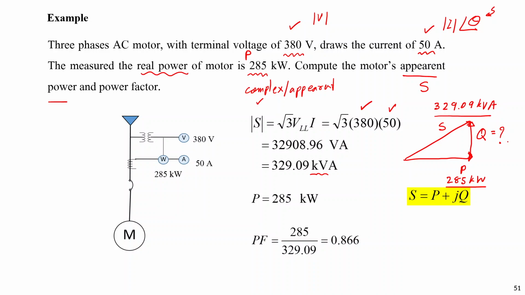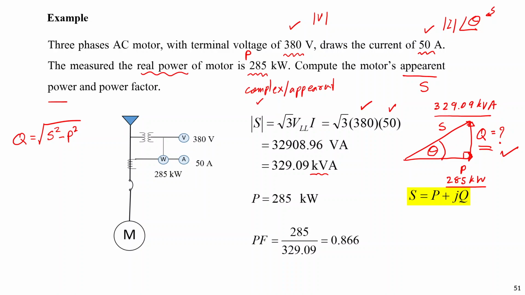Can we calculate Q from this triangle? Can we? We can calculate Q from the square root of S square minus P square, right? Pythagoras. Okay, this is one method. You can also get this angle, right? You know P, you know S, you can get the angle. You can use trigonometry for Q, right?